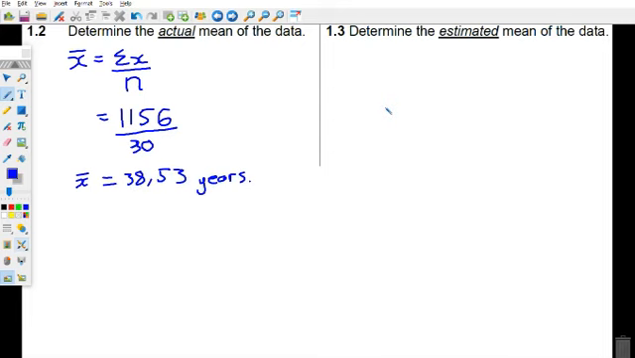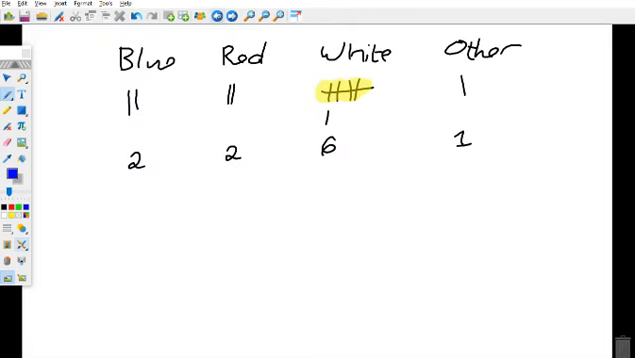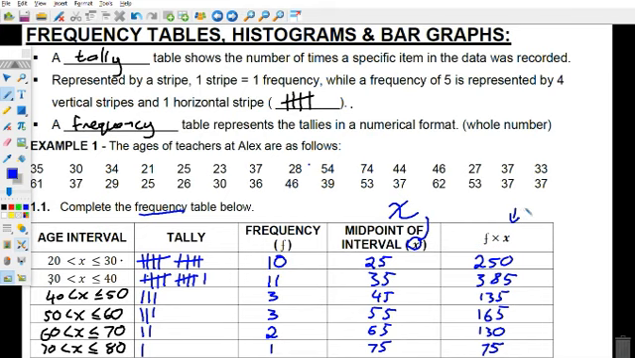Now, when we're talking about the estimated mean of the data, we're saying the estimated mean is equal to the sum of the frequency multiplied by my midpoints of them. So we got that from our frequency table over here. We have taken my frequency, the number of times they are in that age group, that age interval, and we're going to multiply by the midpoint of the age interval. So there's 10 in the first one, so 10 times 25 is going to be 250.